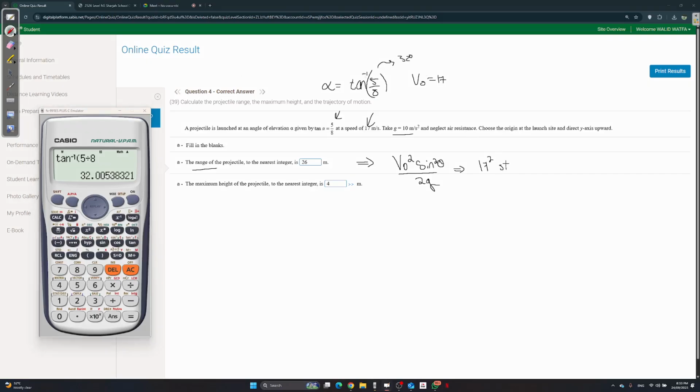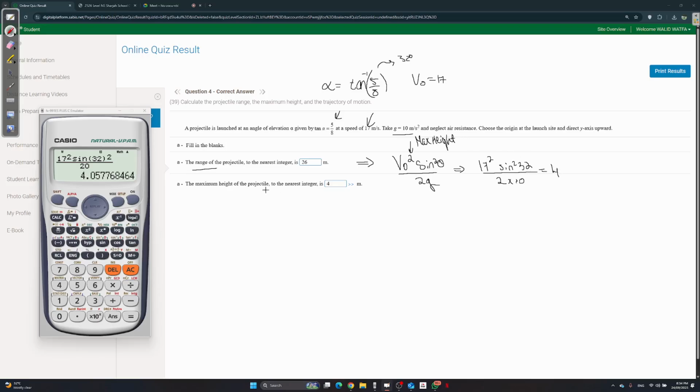17 squared sine squared 32 over 2 times 10. Perfect. 17 squared sine 32, and like I told you, when you do it on the calculator, you put it all squared over 20. Did I do something wrong? Sorry. This is the max height formula. My fault.